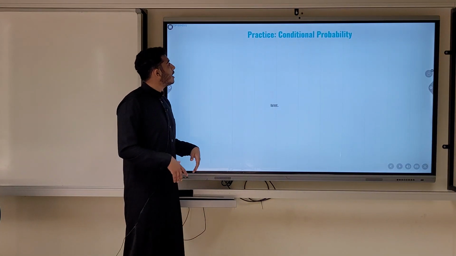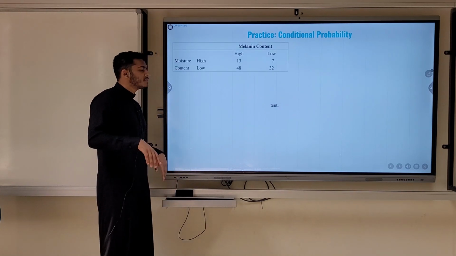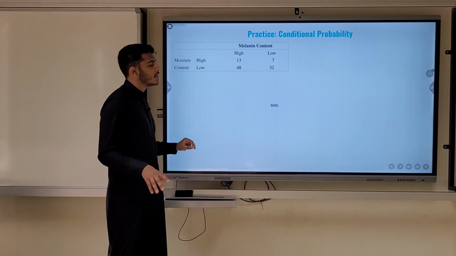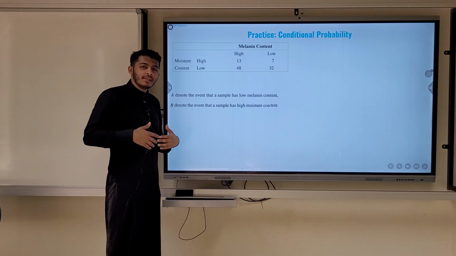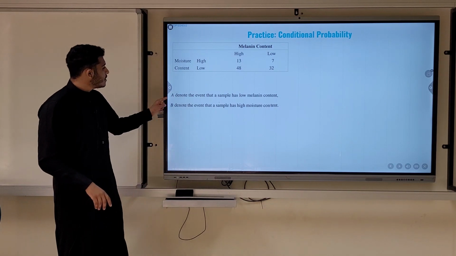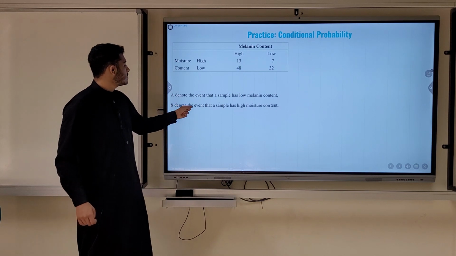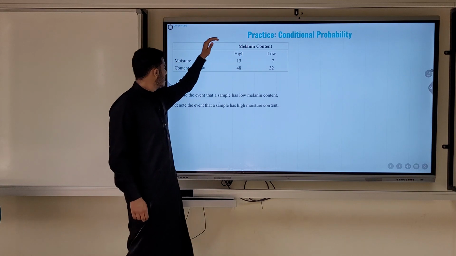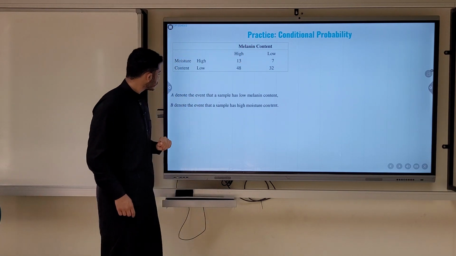Now let's solve some questions on conditional probability. Some of the questions come as tables, so I wanted to solve one of the table questions. How do you solve table questions? First of all, you have to find the events that are denoted in the question. The events are denoted here: A denotes the event that a sample has low melanin content, and B denotes the event that a sample has high moisture content. So here we have melanin content and moisture content, high and low.